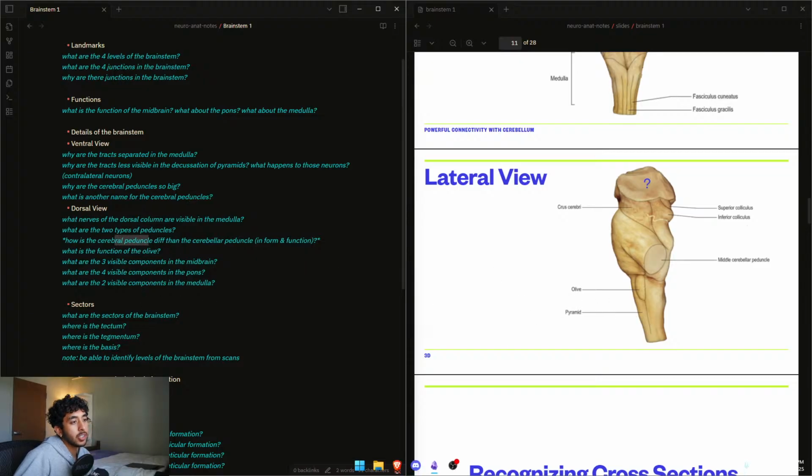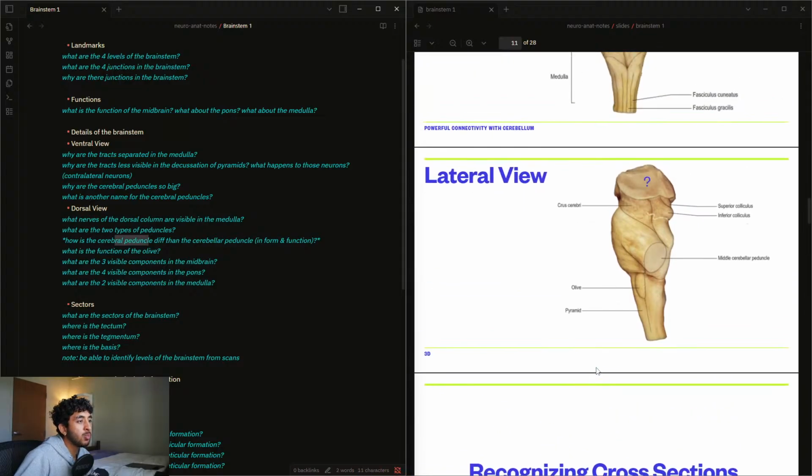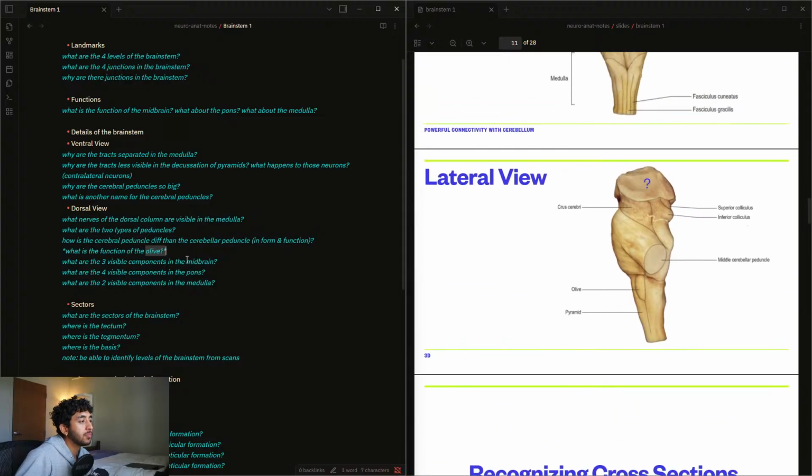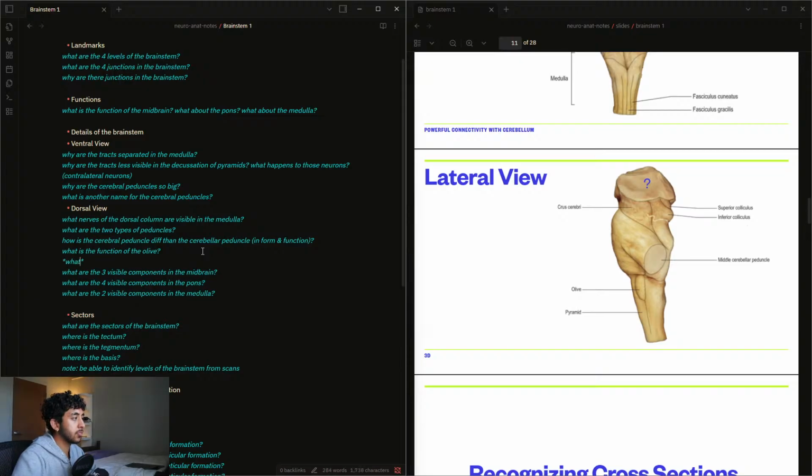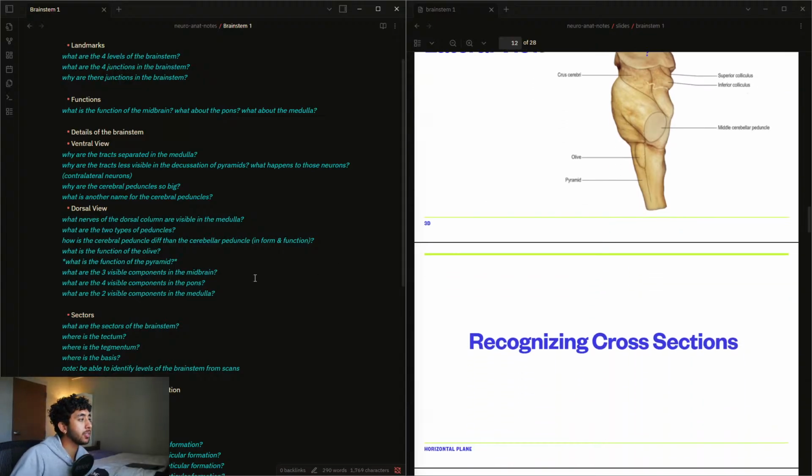And function, though, I don't know. We'll find out. I assume we'll find out. Function of the olive. I hope to have a decent grasp of what's going on here. Not too much as to the memorization of it, because I just want to understand what's going on first.